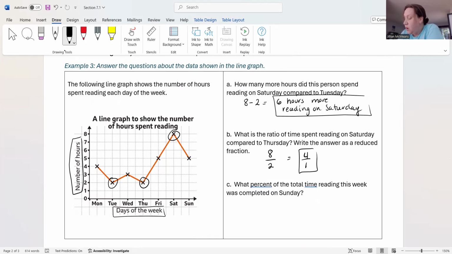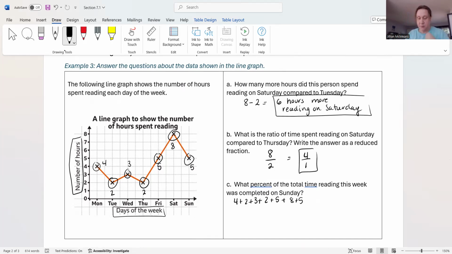And then finally, what percentage of the total time reading this week was completed on Sunday? First, let's figure out the total time spent reading this week. We know Monday we had 4 hours, Tuesday 2 hours, Wednesday 3 hours, Thursday 2 hours, Friday 5 hours, Saturday 8 hours, and Sunday 5 hours as well. So we would take 4 plus 2 plus 3 plus 2 plus 5 plus 8 plus 5. We want to add up all of those hours.